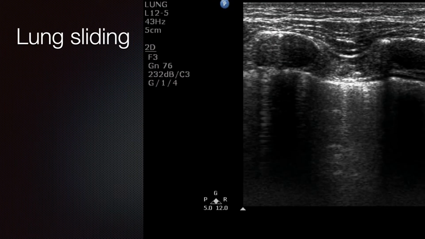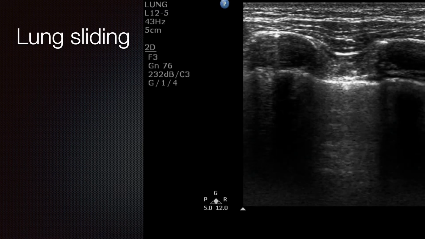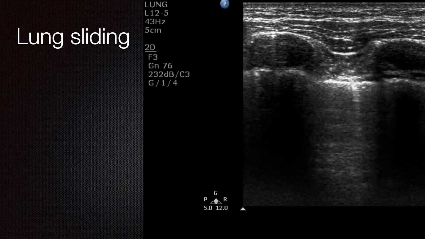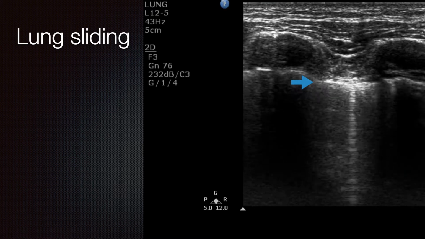Here's another example of lung sliding. Again, you want to set your depth and gain here so that you're not very deep, and looking very close at that pleural line, you can see it sliding back and forth. So this rules out the presence of a pneumothorax.